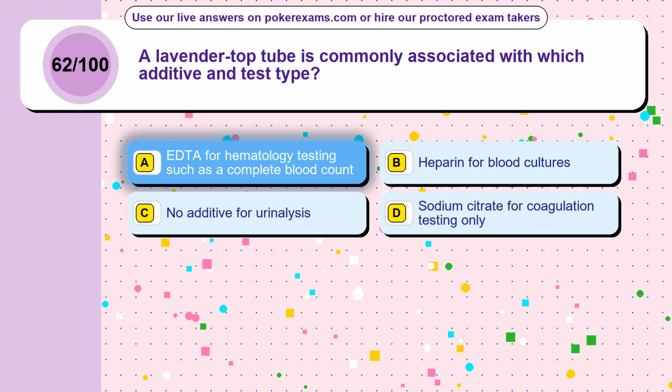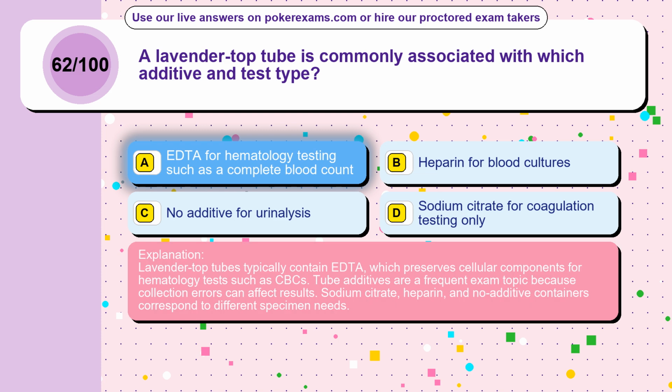The correct answer is option A. EDTA for hematology testing such as a complete blood count. Lavender top tubes typically contain EDTA, which preserves cellular components for hematology tests such as CBCs. Tube additives are a frequent exam topic because collection errors can affect results. Sodium citrate, heparin, and no additive containers correspond to different specimen needs.